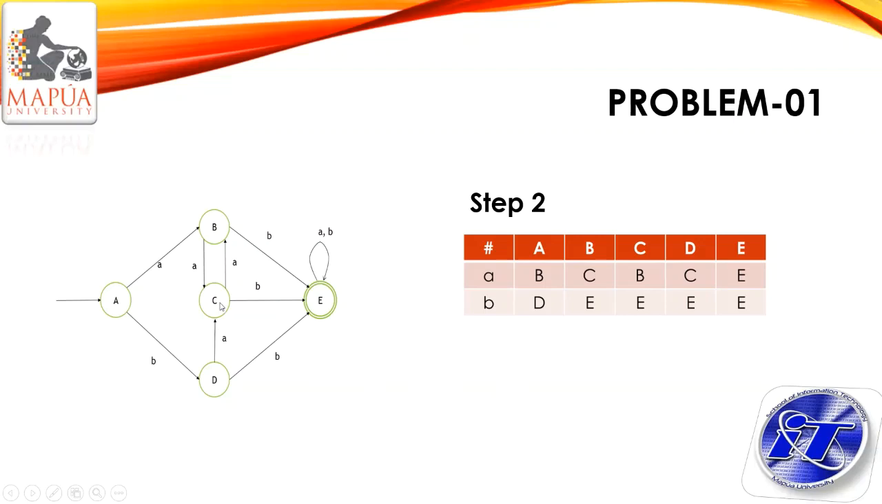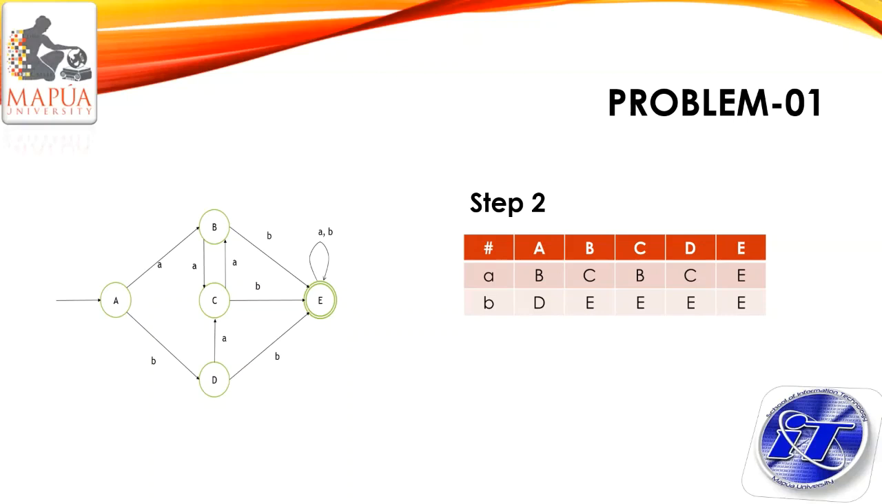While for C, if it encounters A, it will go back to B. When C encounters B, it will go to E. While D, if it encounters A, it will go back to C. And if it's B, it will go to E. And in E, it will just loop within itself. Okay?